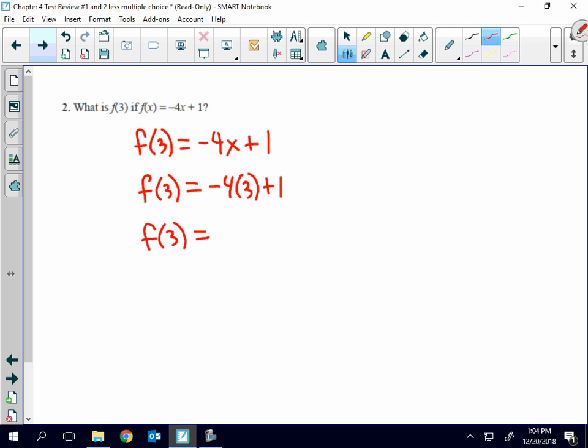Negative 4 times 3 is negative 12. And we're going to add 1. So f of 3 is negative 11. All I'm really interested in is that. As long as you can get that, that's fine. Some people also write it as an ordered pair, meaning the x comma the y. What was the x that we plugged in? We plugged in 3. And what was the y? The stuff we got out, that was a negative 11. Either answer is fine.